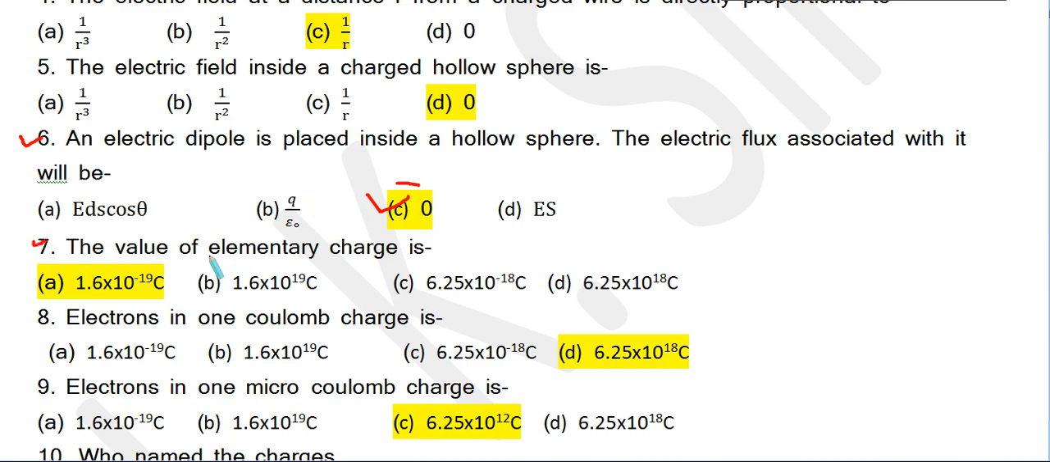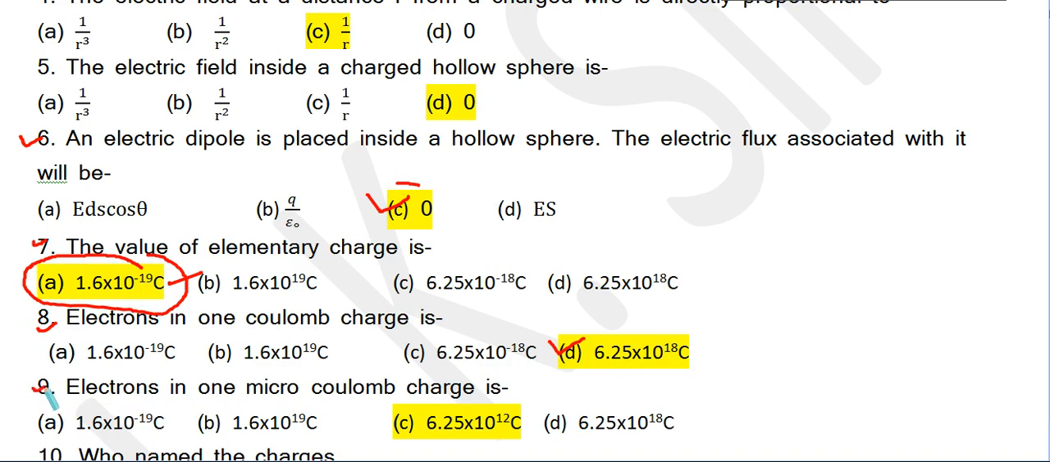7th question. The value of elementary charge, that is the charge on an electron, is 1.6 into 10 power minus 19 coulomb. Question number 8. Electrons in 1 coulomb charge is, so 1 coulomb charge contains 6.25 into 10 to power 18 electrons. This is the correct option.